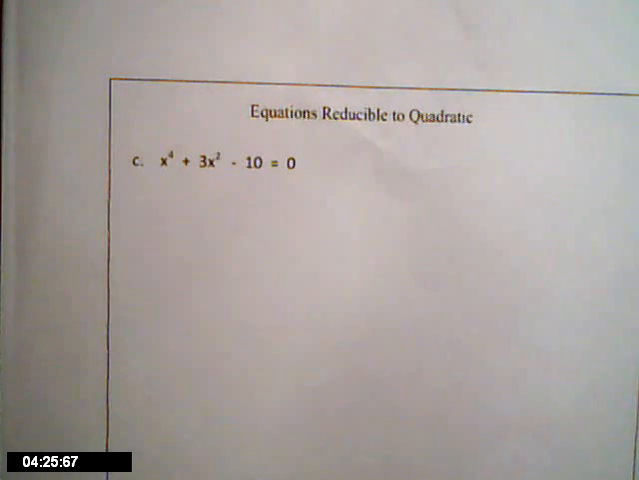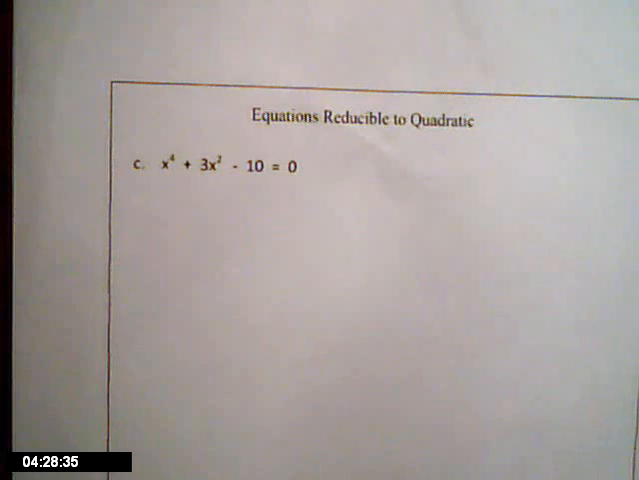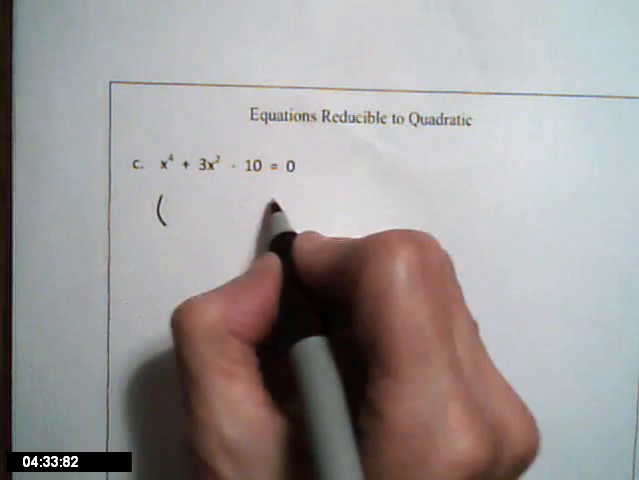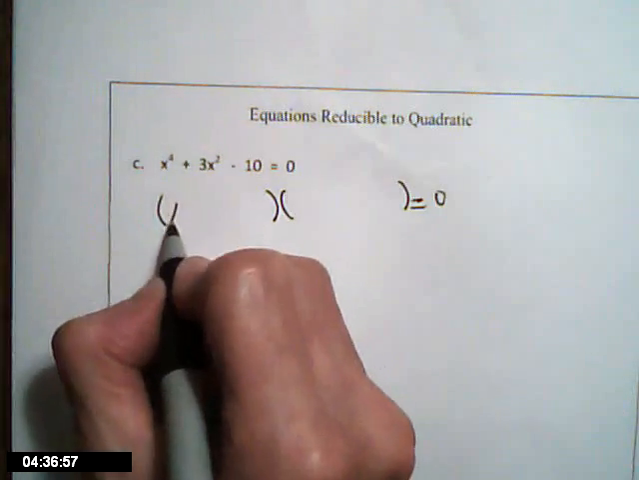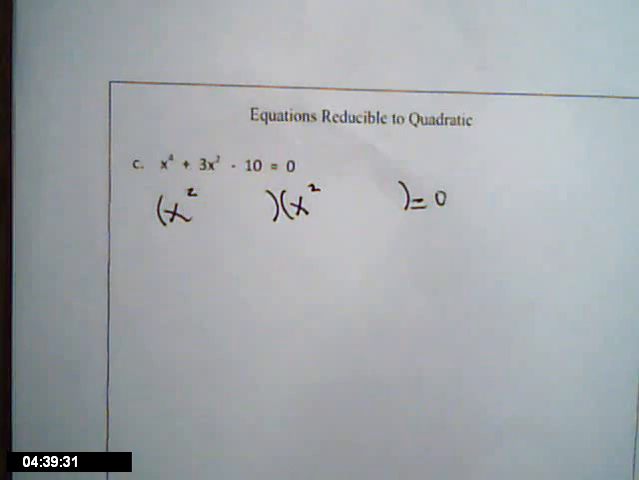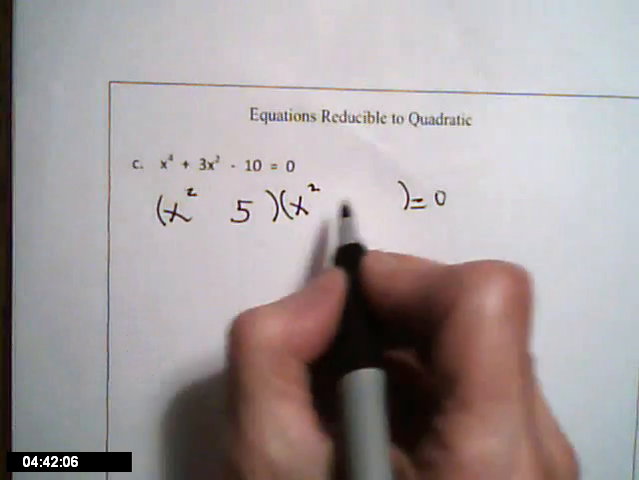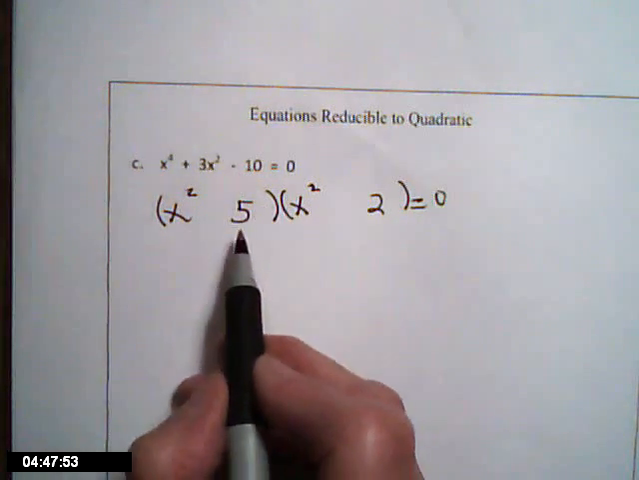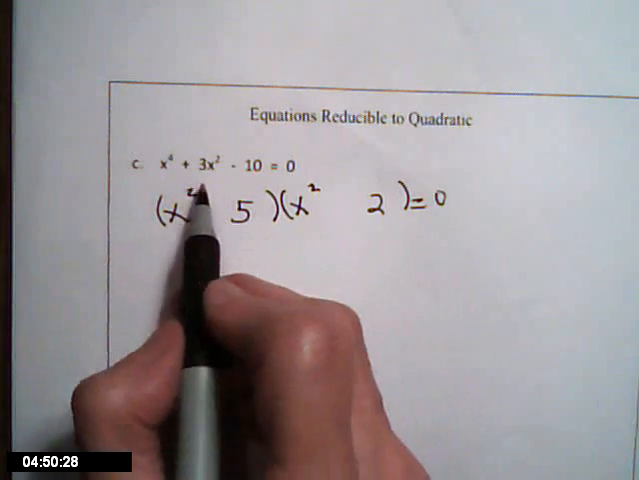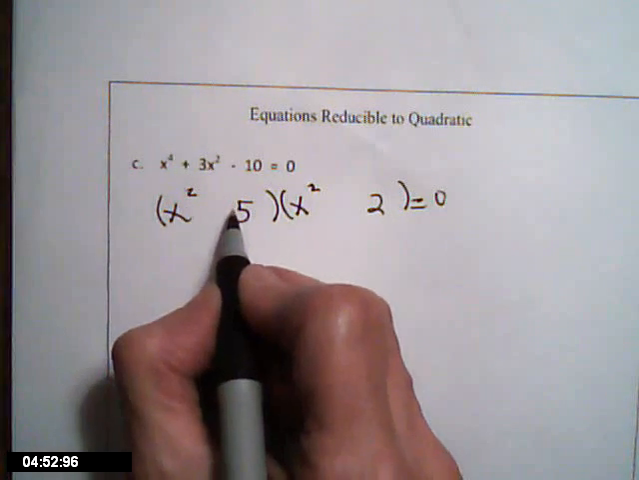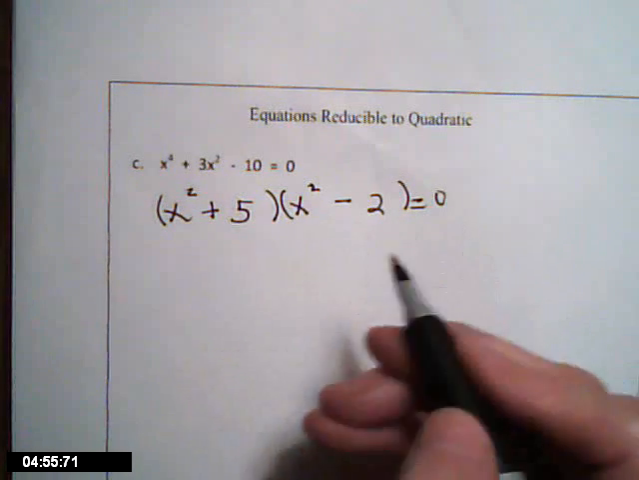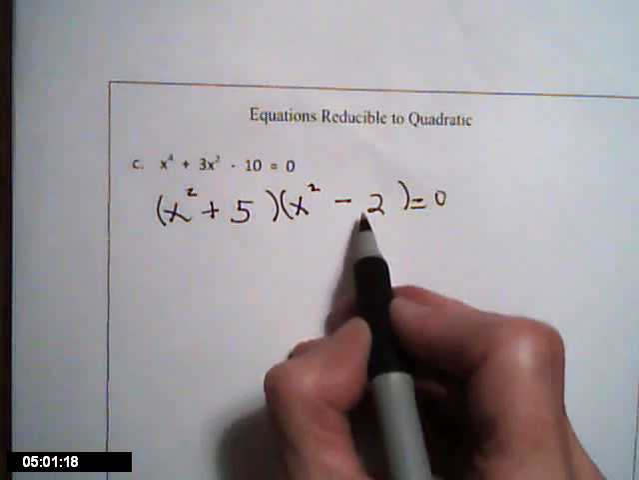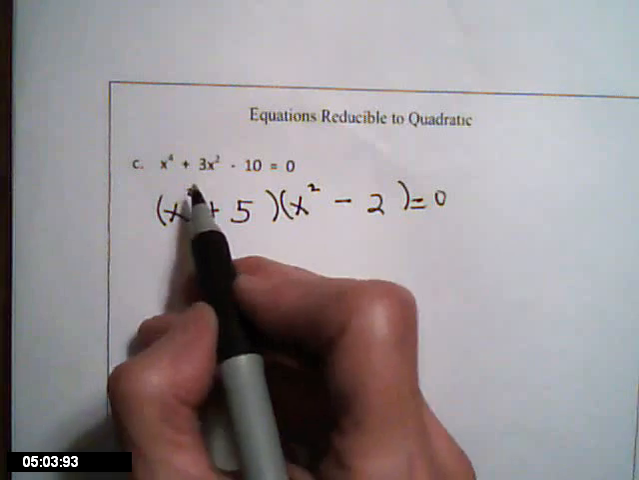The C problem, x to the fourth plus 3x squared minus 10. Let's see if we can factor this. x squared times x squared is x to the fourth. 5 times 2 is 10. To multiply and get a negative, I need one of these to be positive and one negative. To get a positive 3, this larger number 5 needs to be positive. Now let's try this. If I have a positive 5x squared added to a negative 2x squared, I would have a positive 3x squared.